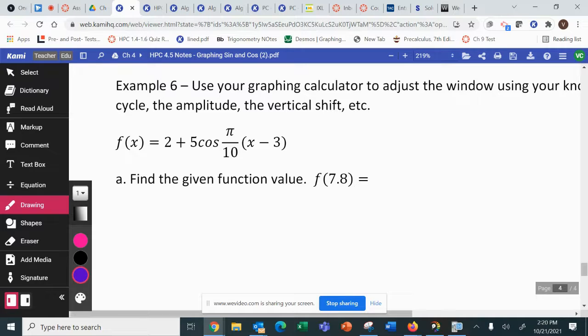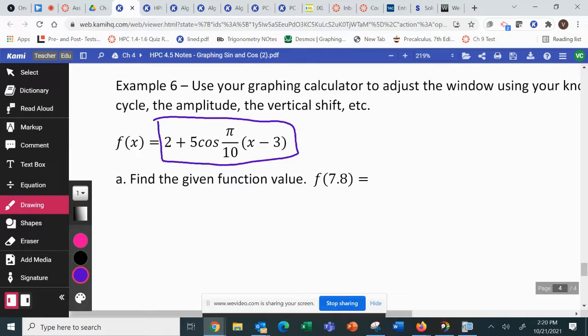What would you normally do for the 7.8? Just plug it in for x. I'm going to show you how to do it a different way. I want you to go to y equals on your graphing calculator, and I want you to type this in as your y1.